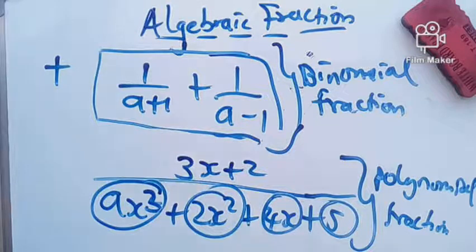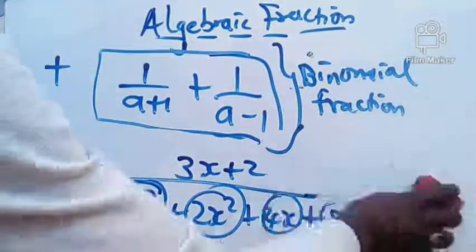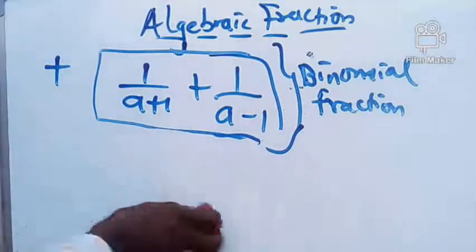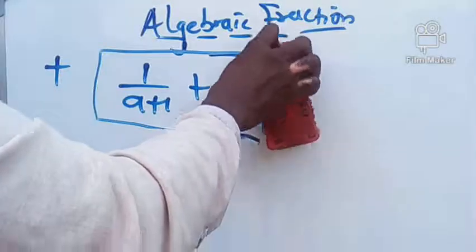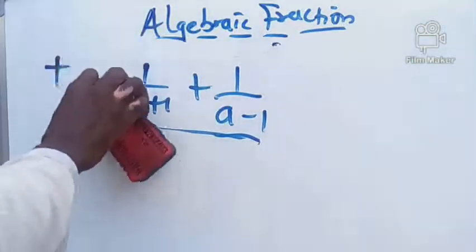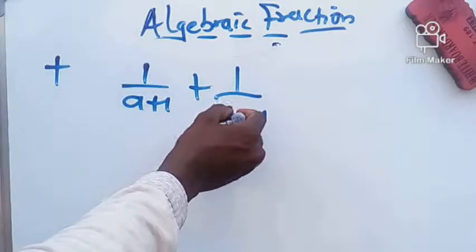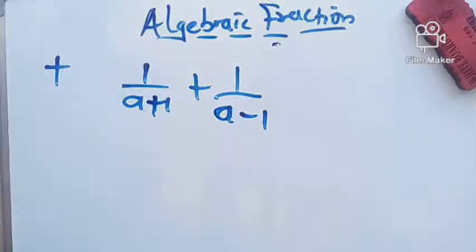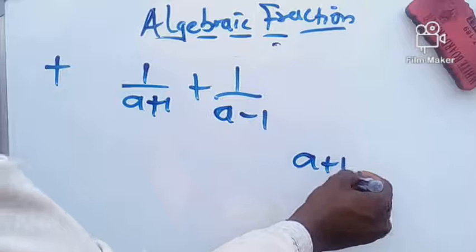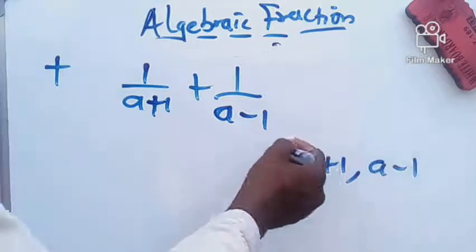So it is important to understand these few basic pieces of knowledge whenever you're dealing with fractions, because it will help us to tackle the concept of LCM very well. So let's quickly solve this problem. Back to the problem. To solve this problem, notice that this is a binomial fraction. So we take the denominator and find the LCM. So we take a plus 1 and a minus 1 to find the LCM of this.